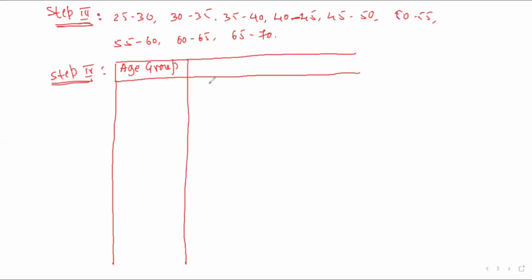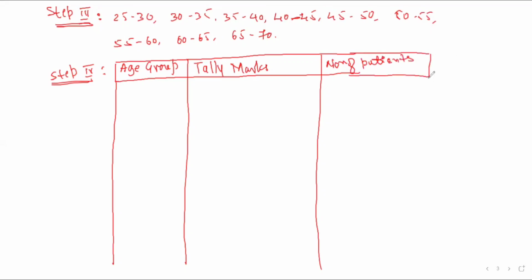Second, we need to consider tally marks. Then at the end, frequency. Here, what is the frequency? Frequency is nothing but the number of patients. Number of patients, right? So I'll start with 25 to 30.